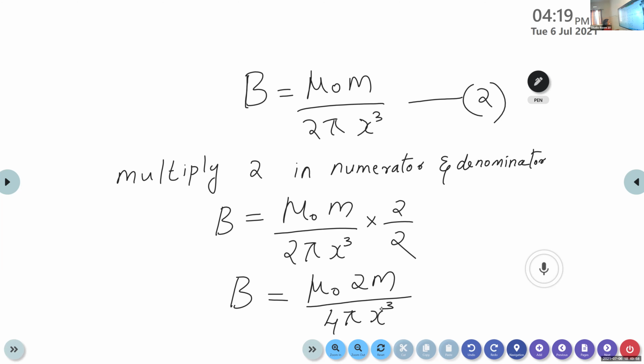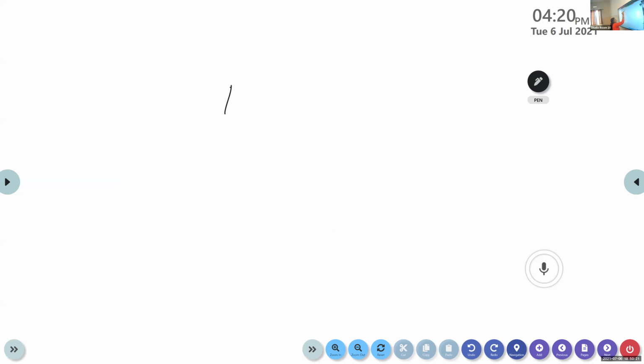So this is the magnetic field of the circular current carrying coil due to a magnetic dipole. B is equal to mu 0 2m divided by 4 pi x cube. Now we can compare this equation with that of the dipole in electrostatics. In electrostatics we studied one equation. So here B is equal to mu 0 by 4 pi 2m divided by x cube.